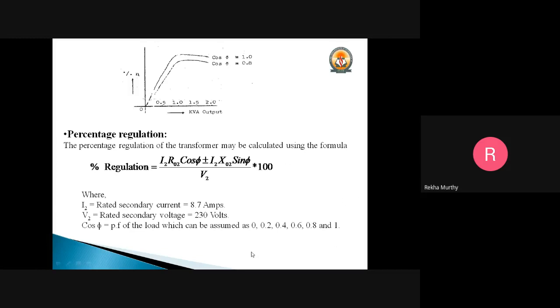Here the plus is indicating the lagging power factor and minus is indicating the leading power factor. So the next question arises, where do you get this R02? There is a formula related with R02 and X02 from the OC and SC test. Let's move on with that.